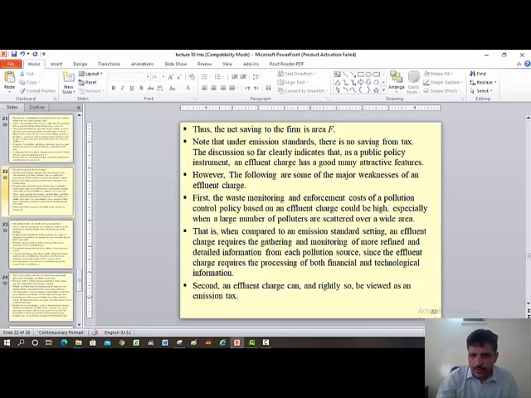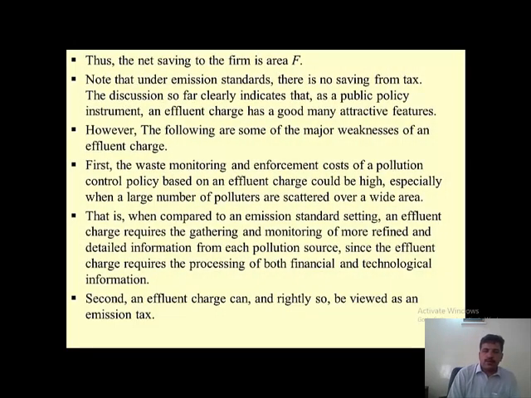Thus, the net saving is the area F. Note that under an emission standard there is no saving from tax. The discussion so far clearly indicates that as a public policy instrument, an effluent charge has a good many attractive features. However, the following are some of the major weaknesses of the effluent charge. Like the other methods, no method is perfect.